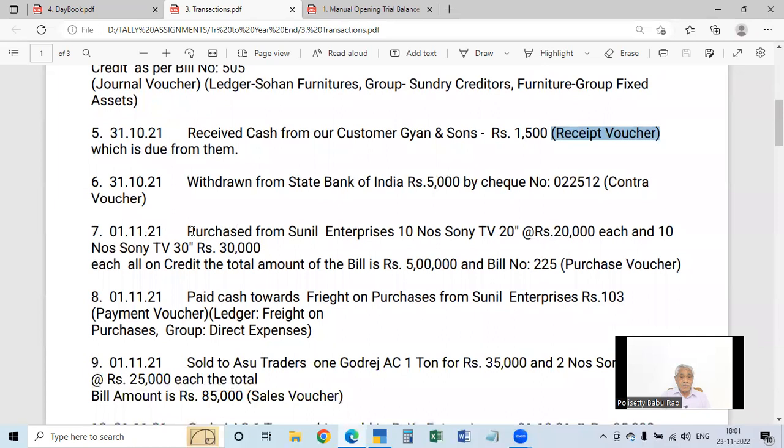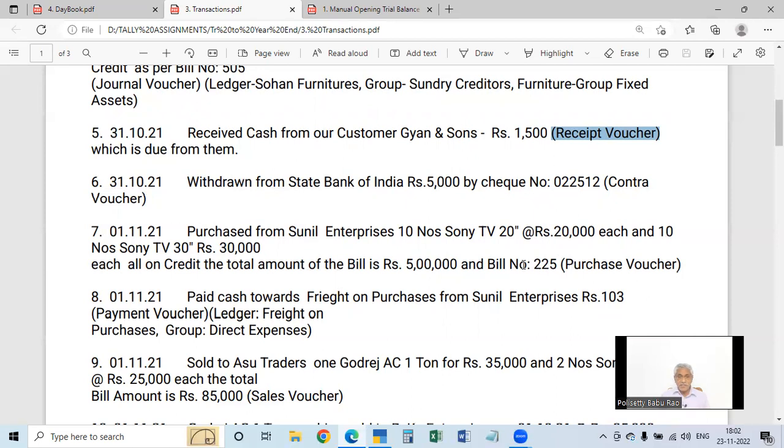Next, purchase from Sunil Enterprises: 10 Sony TVs of 20 inches at 20,000 rupees each, which is 2 lakhs, and 10 Sony TVs of 30 inches at 30,000 rupees each, which is 3 lakhs, 5 lakhs totally. All on credit, and the total amount of the bill is 5 lakhs. The bill number is 225. When you are purchasing goods, it is definitely entered in the purchase voucher.